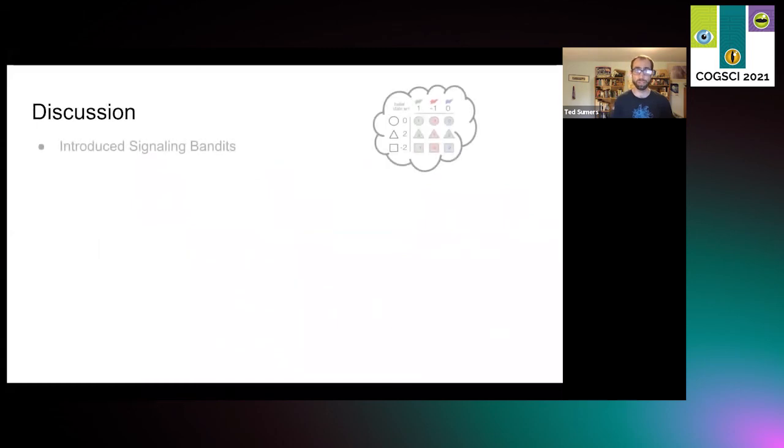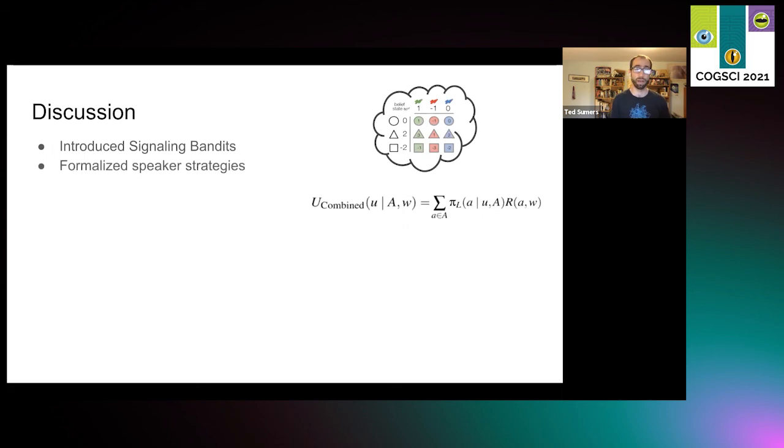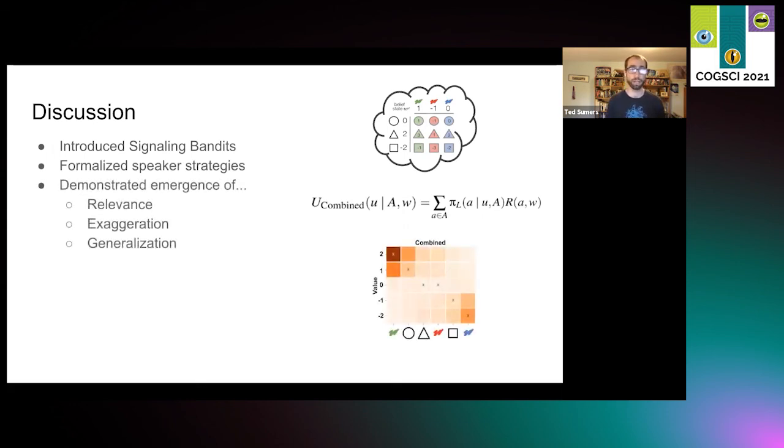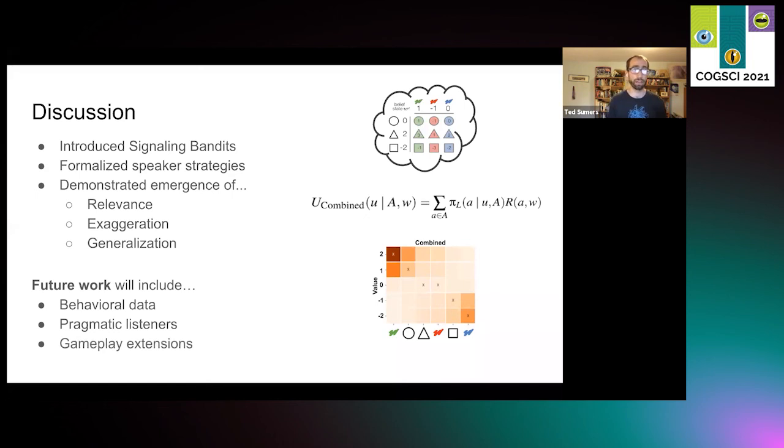So overall, what we've seen is that we've introduced signaling bandits. We've used that paradigm to formalize different speaker strategies and explored how this complex decision setting enables emergence of relevance, exaggeration, and generalization. Our next steps are collecting behavioral data to validate whether or not humans actually conform to these models, introducing the idea of pragmatic listeners in this context, and finally extending gameplay to iterated games, as well as the idea of social versus individual learning.